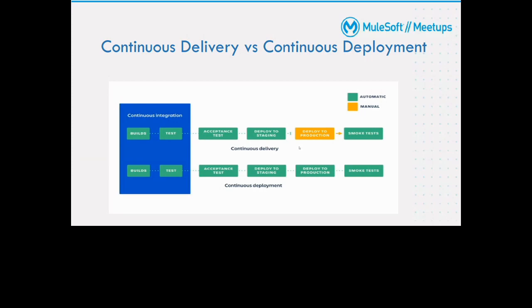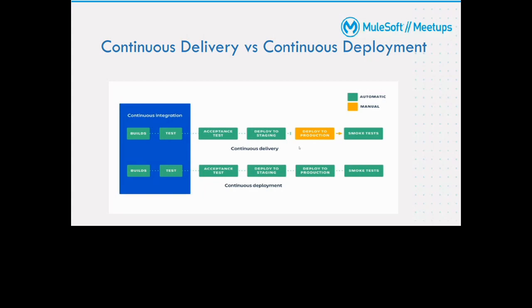However, continuous deployment is one step further. It doesn't require any human or manual intervention. We go all the way to production in an automated manner. If that is the case, then we call it continuous deployment. Let's move further.